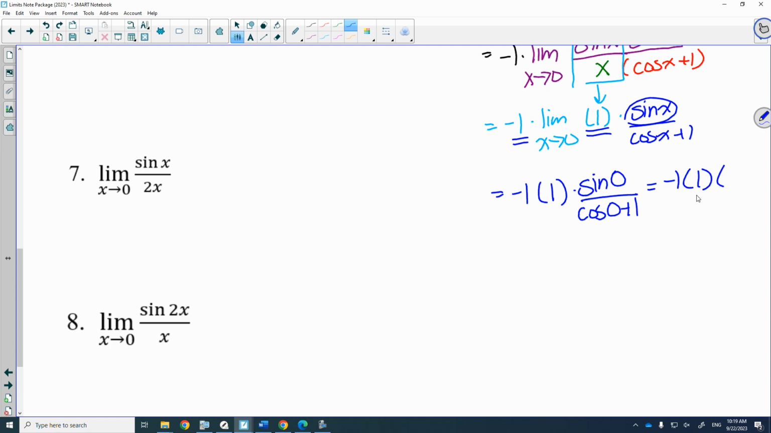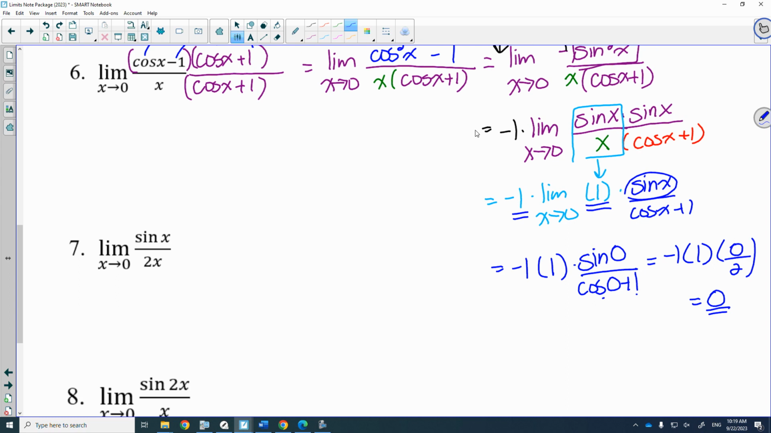Sine at 0 is 0 over 1 plus 1 is 2. So again, I still get 0 here, but I needed to go through and show all of this work to allow me to get 0.